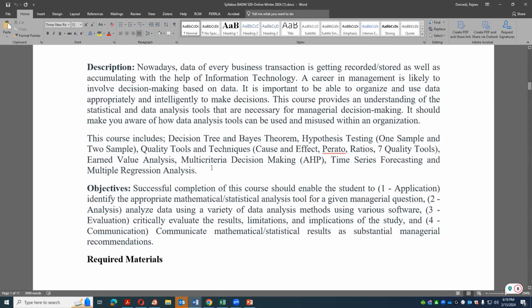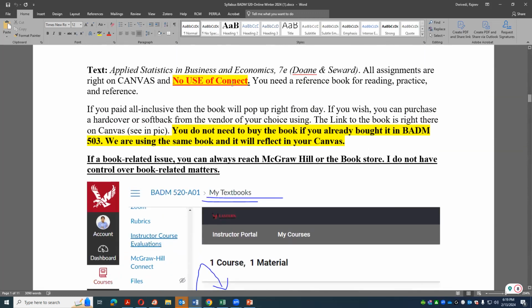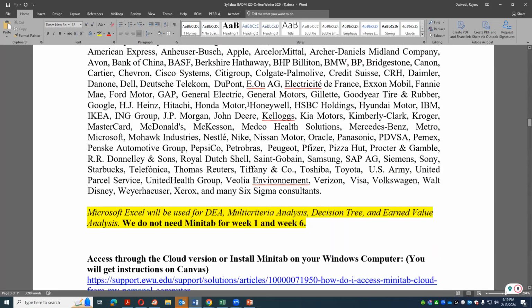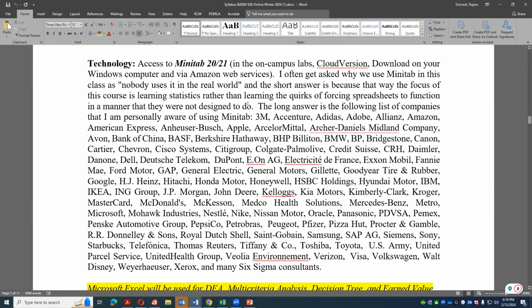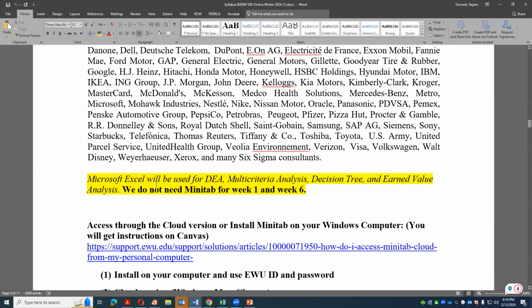So, no use of Connect. Now we come to the technology that we need to use. We are using Minitab. Those who have done courses with Eastern know what Minitab is. In week 1, or module 1, and module 6, we use Excel, and the other 4 modules we are going to use Minitab. Why are we using it? Because the rest of the world uses Minitab. So in module 1 and module 6, we use Excel.